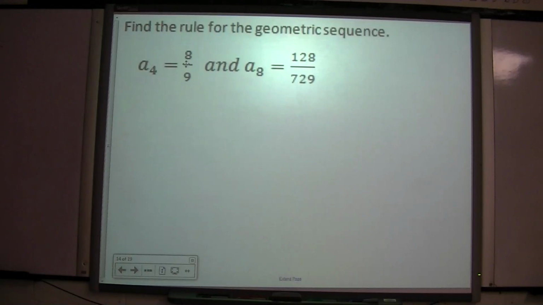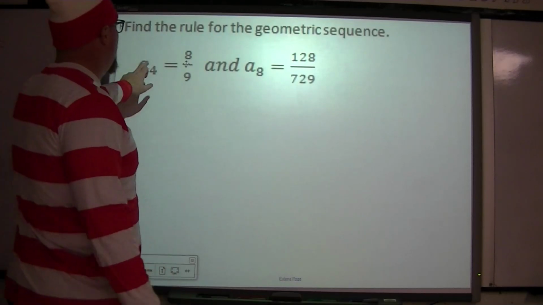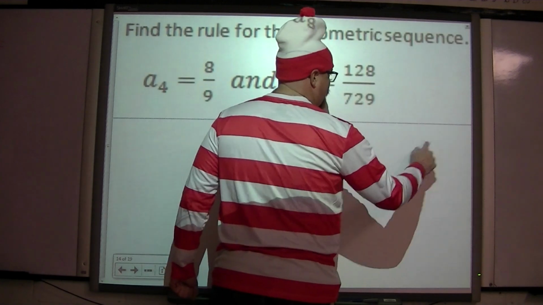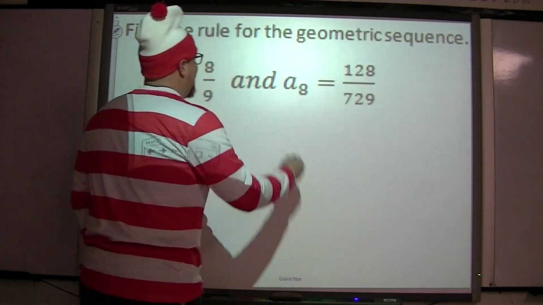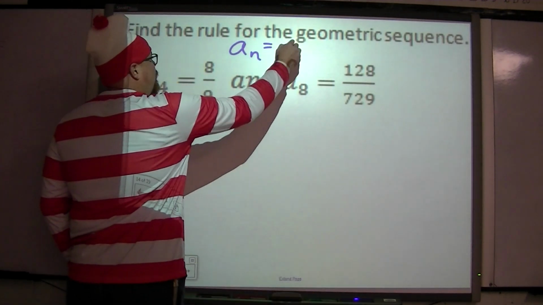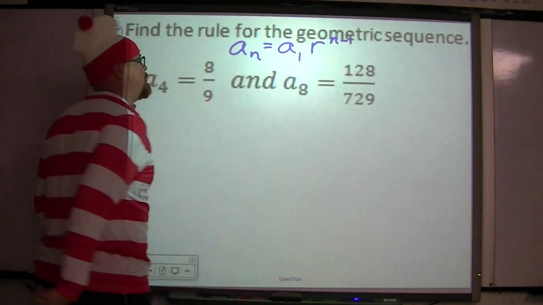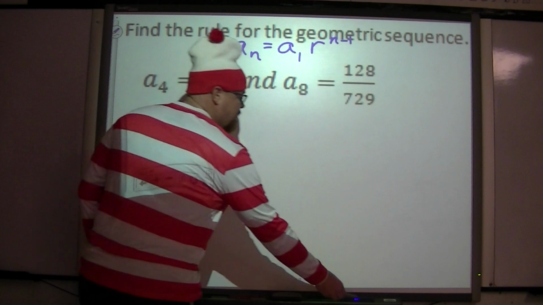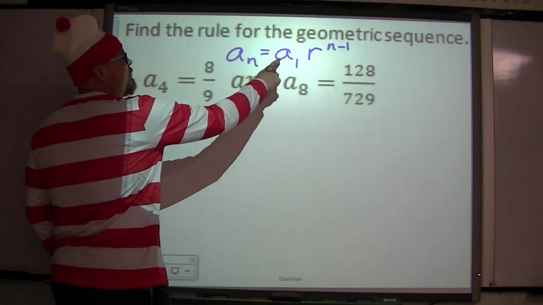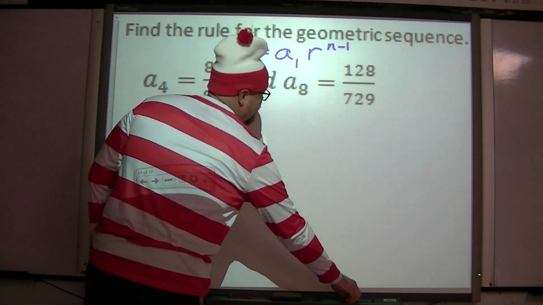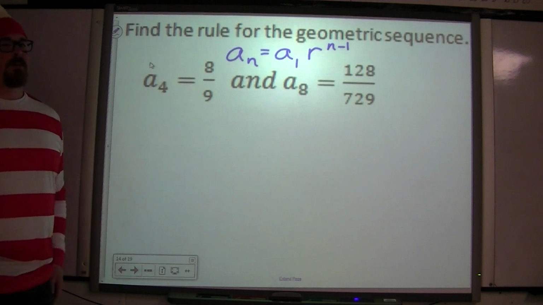Okay, this problem is asking for us to find the rule of the geometric sequence. In order to have that, we need to know the first term and we need to know the common ratio, right? So we need to know the first term and we need to know the common ratio if we're going to write the rule for this geometric sequence.